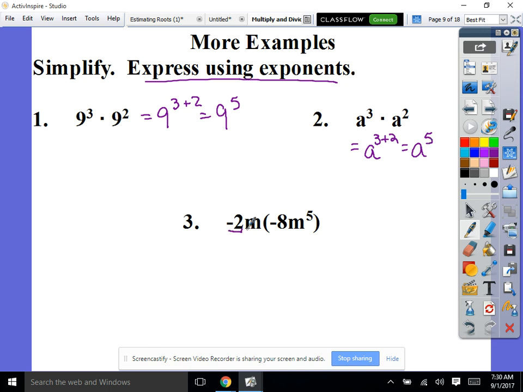Remember, when we have coefficients, we're going to multiply those. So -2 times -8 is positive 16. M, what's our exponent if we don't see one? It is a 1, so m to the 1 plus 5, and that would equal 16m to the 6th.